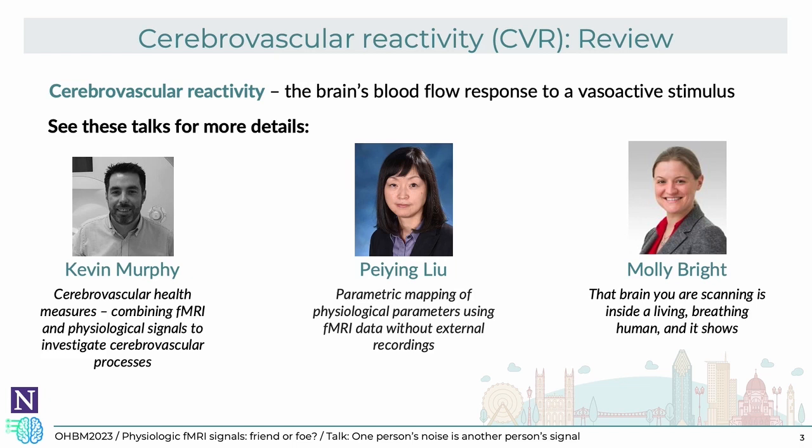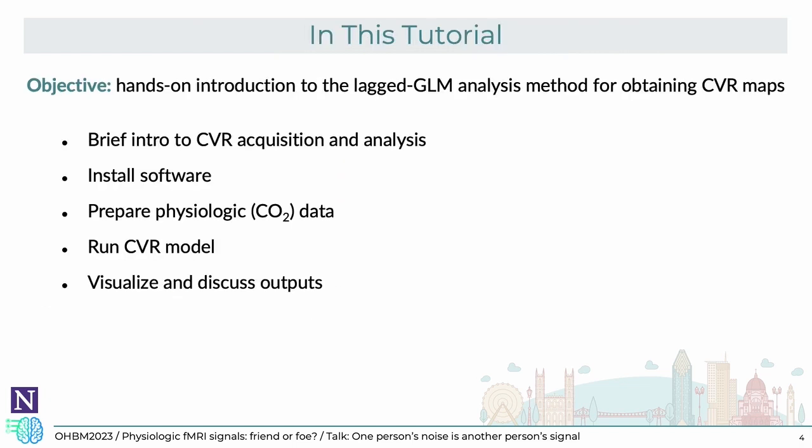The goal for my talk is to give a hands-on introduction to just one analysis method for obtaining CVR maps, called the lag-GLM method. After a brief introduction, we will transition to installing and running code with an example dataset to prepare the physiologic input data and generate CVR maps. Then we will visualize and discuss the outputs.